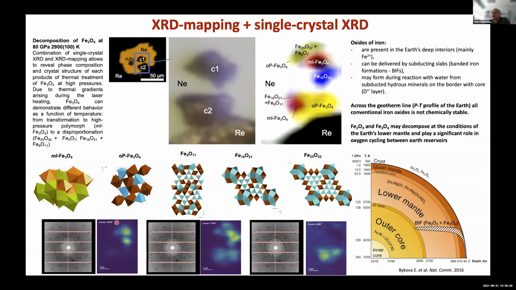She was able to map different phases depending on the heating conditions, and driving back heating and temperature gradient, you can estimate what their composition could be within the Earth's mantle. The main conclusion is that Fe2O3 and Fe3O4 may decompose at the conditions of the Earth's lower mantle and play a significant role in oxygen cycling between Earth's reservoirs. It was published in Nature Communications.